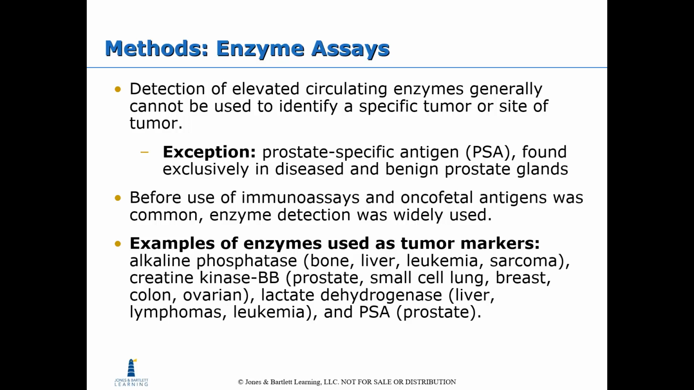Examples of enzymes as tumor markers: alkaline phosphatase, bone, liver, leukemia, sarcoma; creatine kinase BB, CKBB, prostate, small cell lung cancer, breast, colon, ovarian cancers; lactate dehydrogenase, liver, lymphomas, leukemia; and PSA for the prostate.